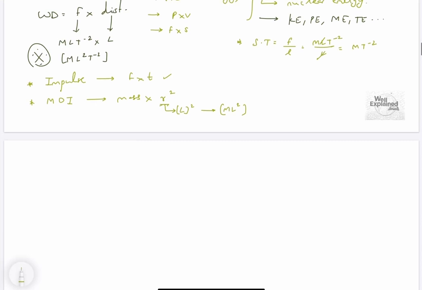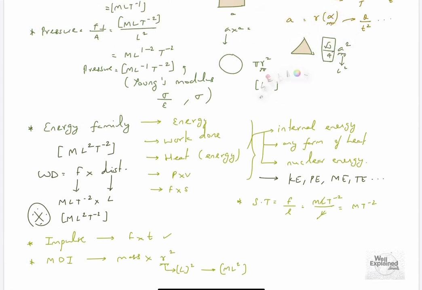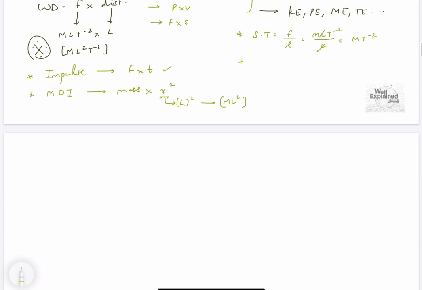What if I give you surface energy included here? Surface energy, what is that? Oh, wait, no, I'm sorry. Surface energy is something different. Don't include it here. Sorry for that. Energy is nothing but energy by area, which is nothing but ML squared T power minus 2 divided by L squared, which is nothing but MT power minus 2.